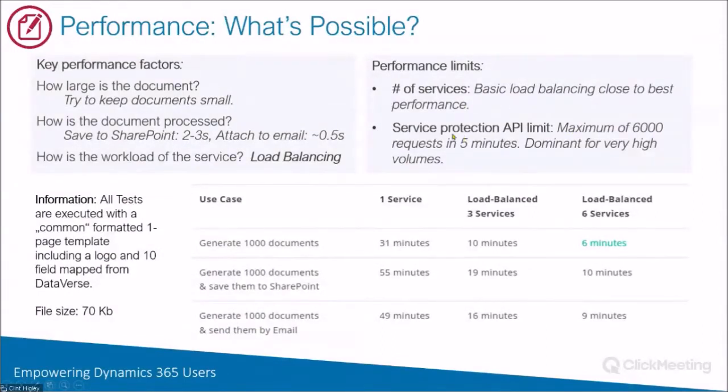The next thing that we run into is the service protection API limit. So there's a maximum of 6,000 requests every 5 minutes that we can make. That keeps things running really, really well in Dynamics. It's a limitation of Microsoft.